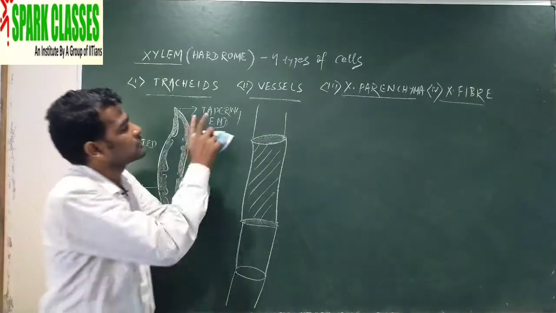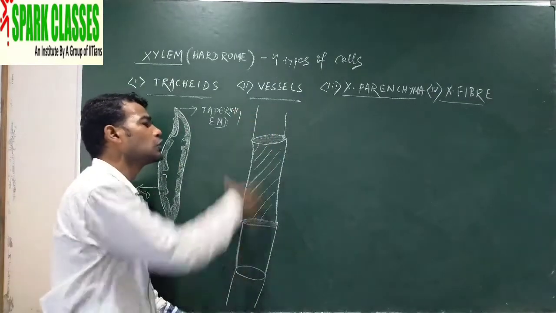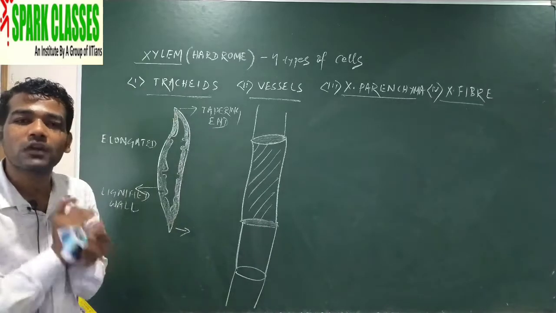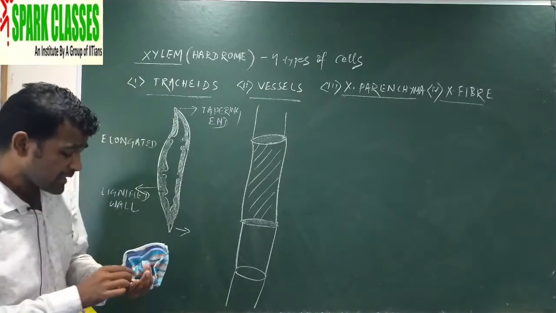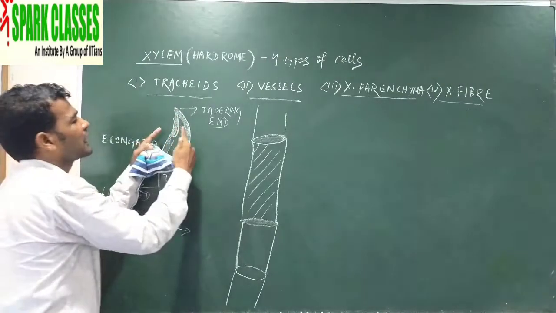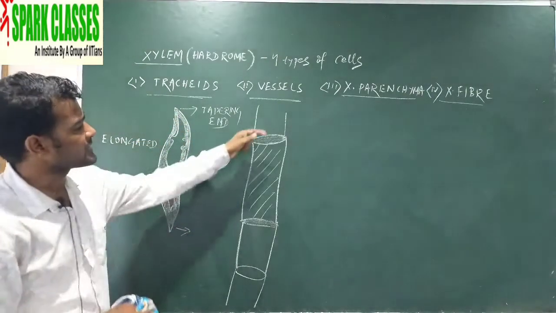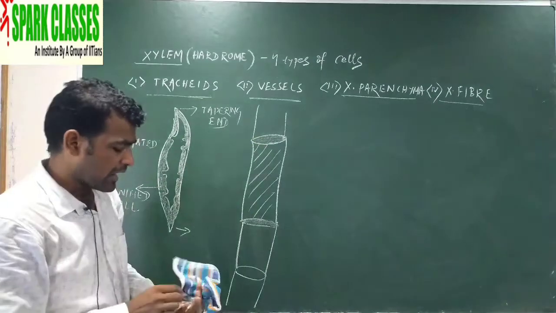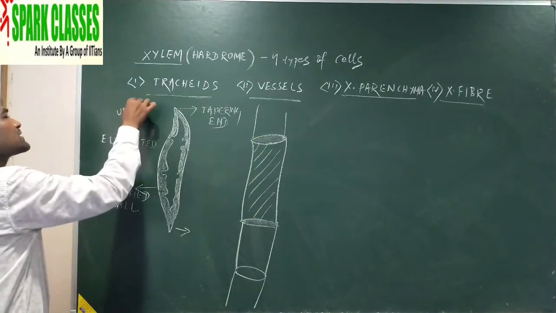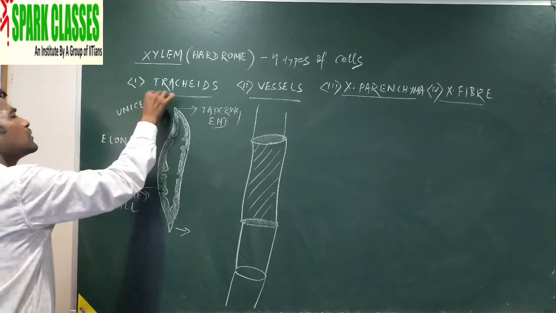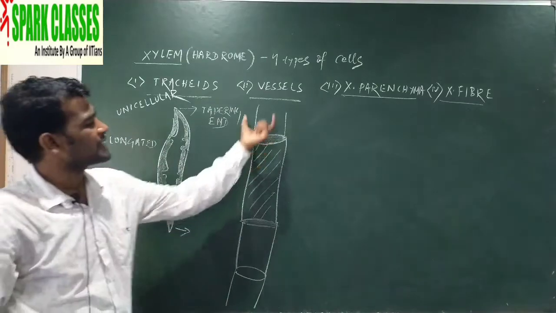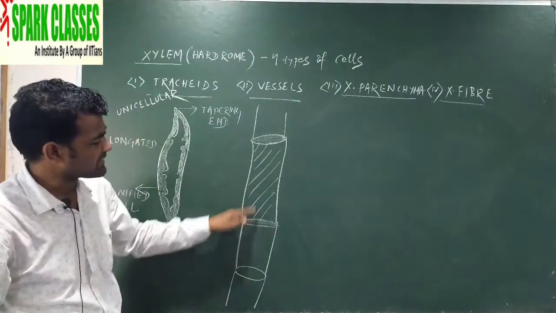So what is a vessel? A vessel is a long tube present inside the plant body for conduction of water, because the xylem helps in conduction of water. What is the important thing? In case of tracheids, the end is pointed, but in case of vessels, the end is not pointed, and vessels are multicellular. Tracheids are unicellular, made of one cell. Here it is a single cell, but a vessel is a long tube and it is made of many cells.